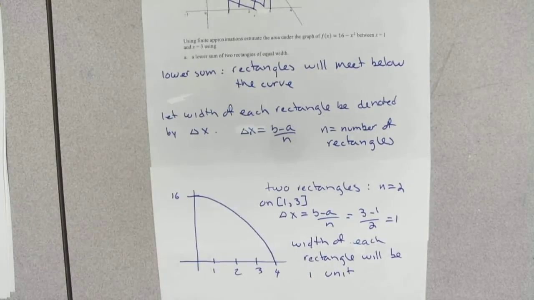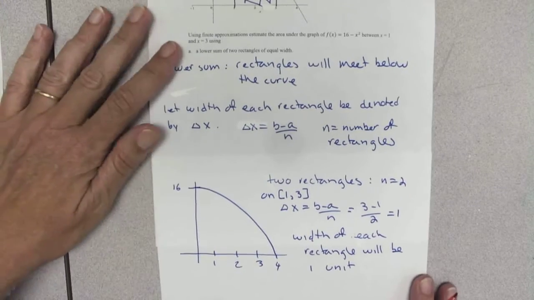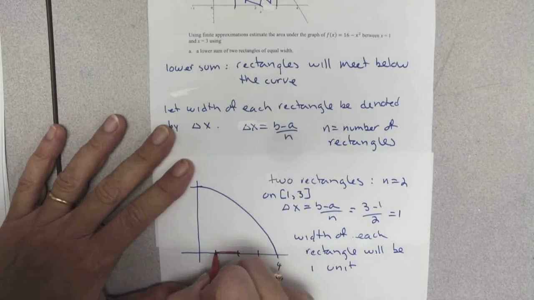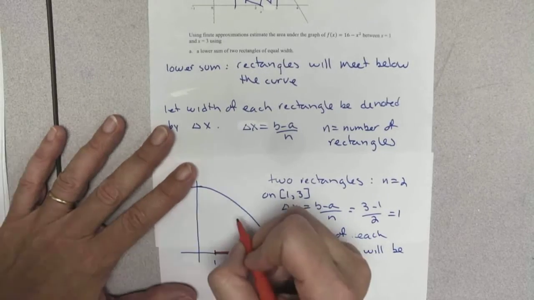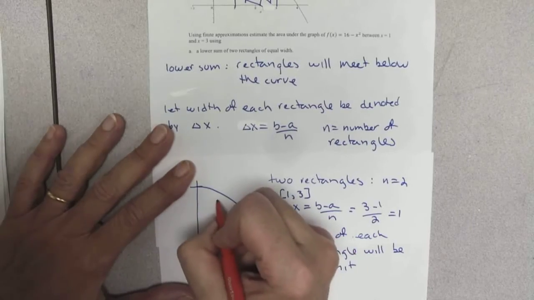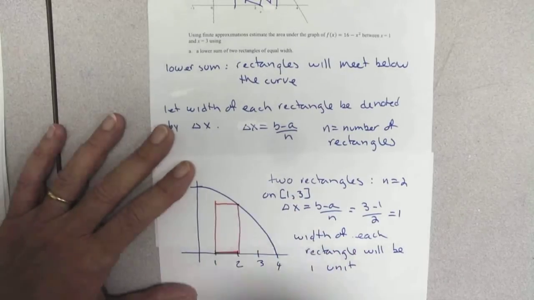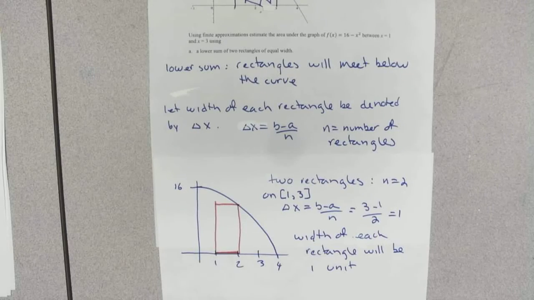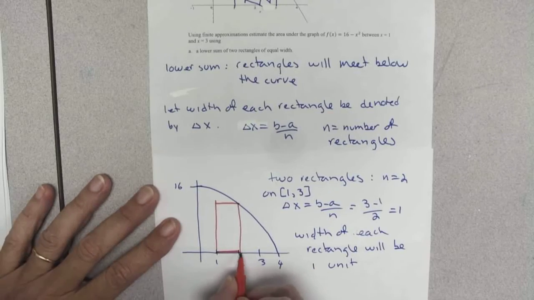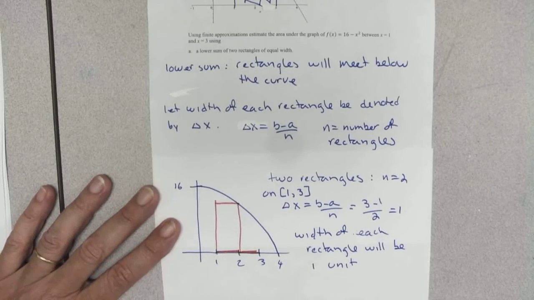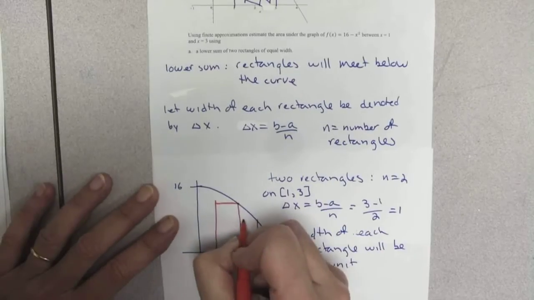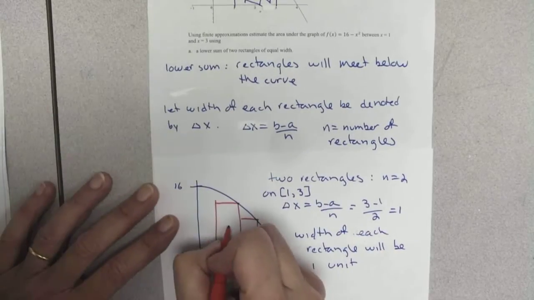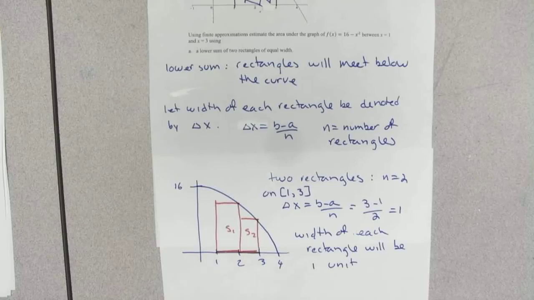So let's draw in some rectangles. Remember, we're only going from 1 to 3. So here's the base of my first rectangle. It's 1 unit. Then it said a lower sum, and so the rectangle will meet below the curve. That's kind of what we mean by a lower sum. And then my next rectangle has a width of 1, and then it meets below the curve. And so there are my rectangles, and I'm going to label those S1 and S2. So there's my picture.